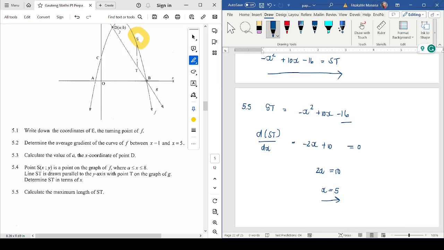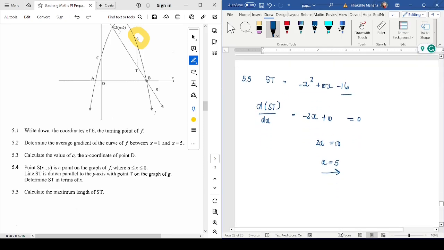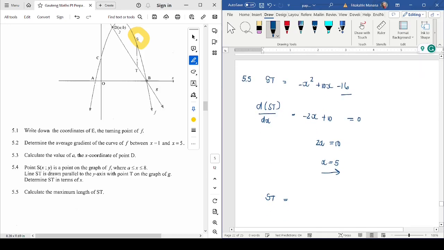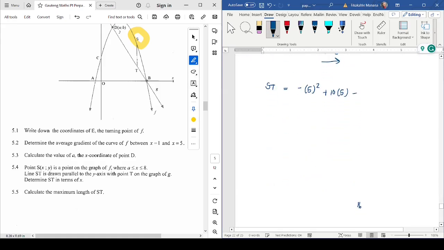Okay, and now are we there yet? Not yet. They wanted the maximum length of ST. So ST we know that it is negative x squared plus 10x minus 16. So we're going to have negative 5 squared plus 10 times 5 minus 16. And you can just put all of that in the calculator just to save time.